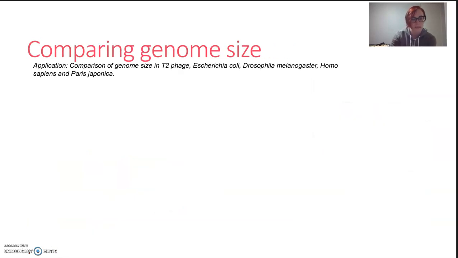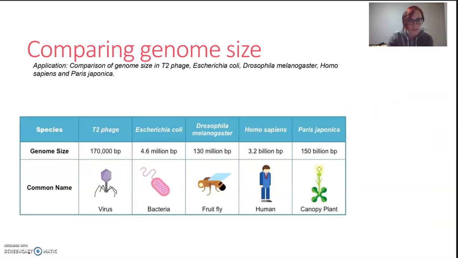Now, we have to be able to compare genome size, and this is our delightful BioNinja picture here. We're talking base pairs. When you see BP, we are talking about base pairs. Remember those A, C, Gs, and Ts. So we have to be able to differentiate between genome size and chromosome number. Very different.